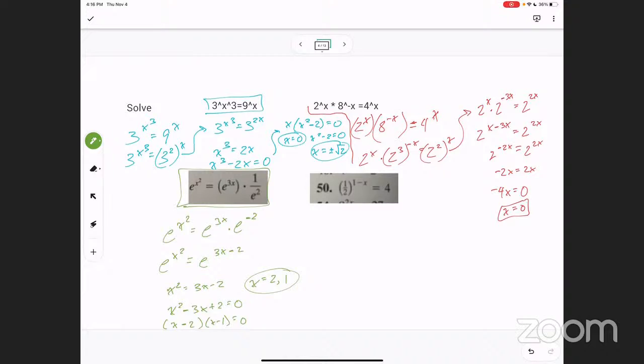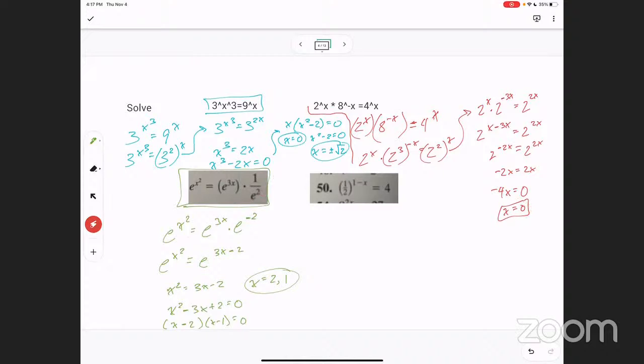So plugging 2 in here gives you e to the 4th. Plugging 2 in here gives you e to the 6th divided by e squared, which is e to the 4th, and that checks out. Plugging 1 in here gives you e to the 1st. Plugging 1 in here gives you e to the 3rd over e to the 2nd, which is e to the 1st. That works.